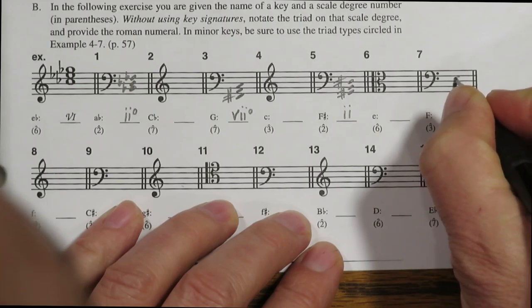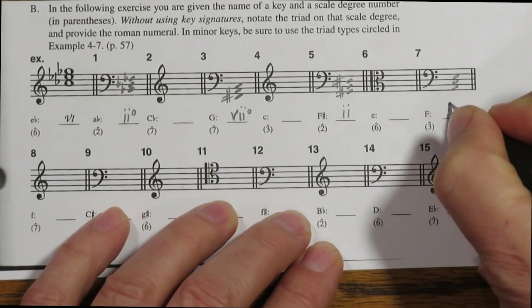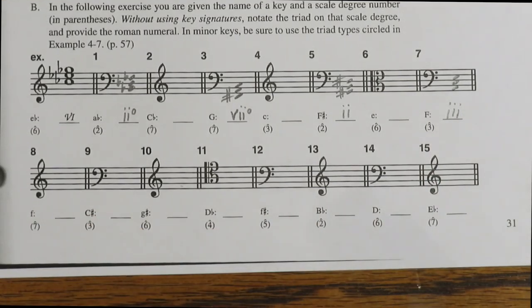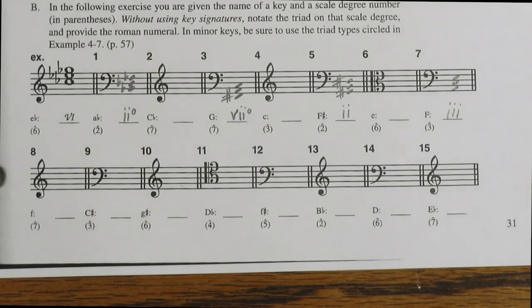C, E. So we know that the 3 chord is minor, right? 2, 3, and 6 are minor when you're in a major key. So it's good to know all these things, how they work together.